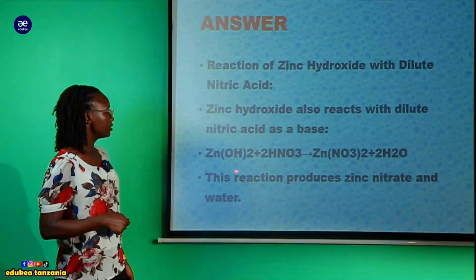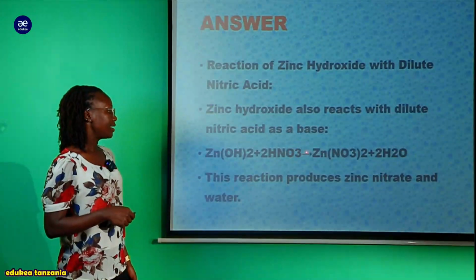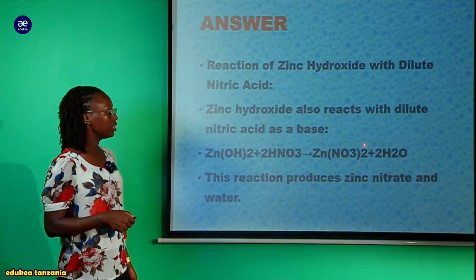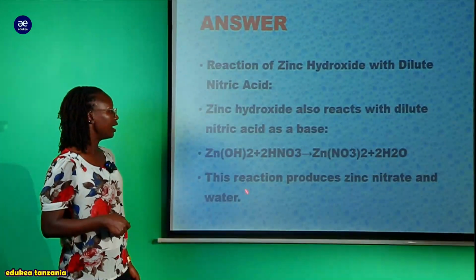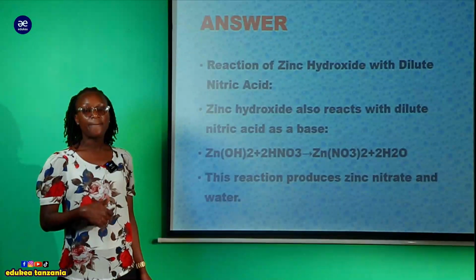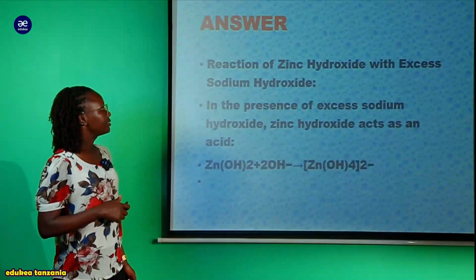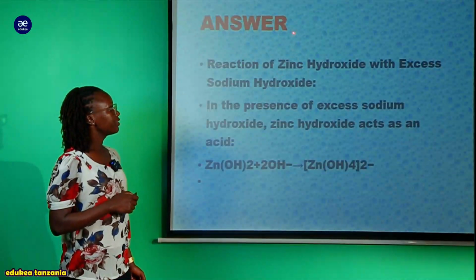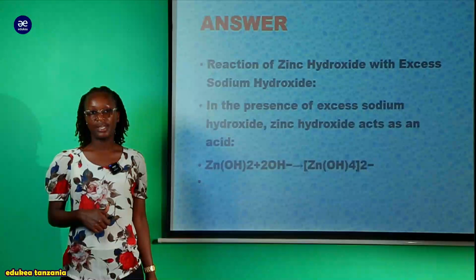So here, as you see, zinc hydroxide reacts with nitric acid and we get zinc nitrate and water. So this reaction produces zinc nitrate and water molecules. But now let us see the reaction of zinc hydroxide with excess sodium hydroxide.